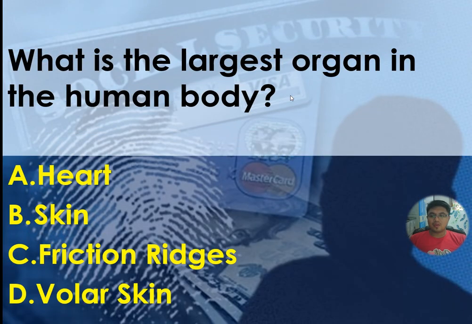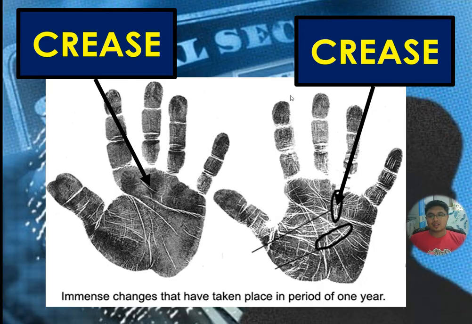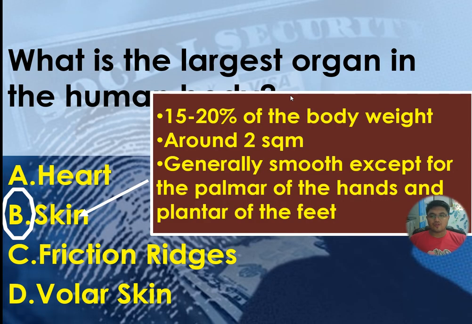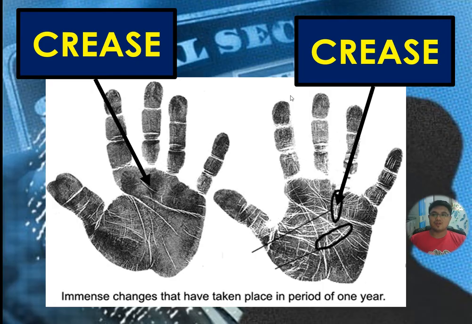So moving back to our largest organ, which is the skin. The skin is 15 to 20% of our body weight. Meaning to say, kung 100 ang bigat mo, edi 20 kilos to 15 kilos yung skin na yan, no? So makikita natin na pinakamalaking organ na pwede natin makita from the different organs that we have.